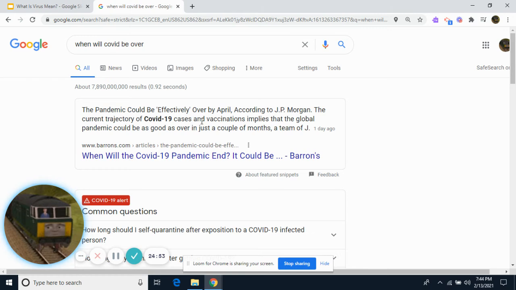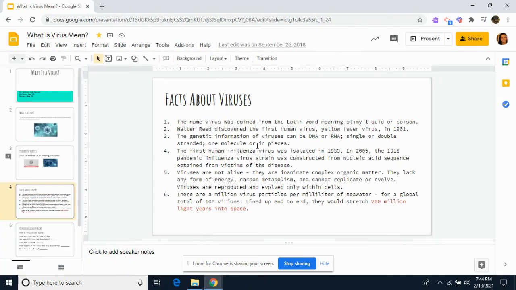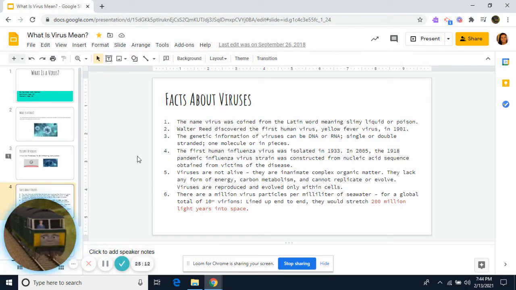According to J.P. Morgan, the current trajectory of COVID-19 cases and vaccinations implies that the global pandemic could be as good as over in just a couple of months. Okay, so I think they're being sure about it, so let's just close that. Alright, anyways, number 5.